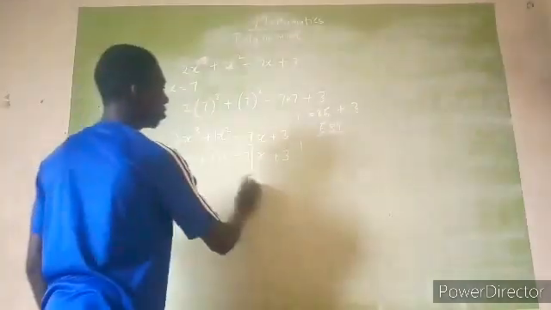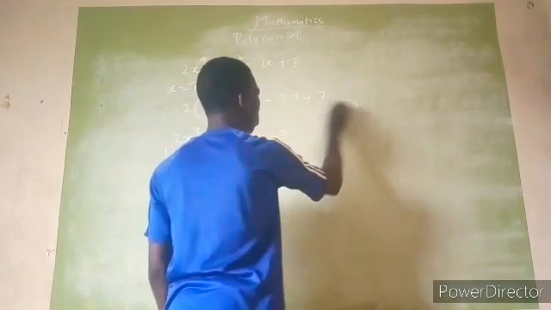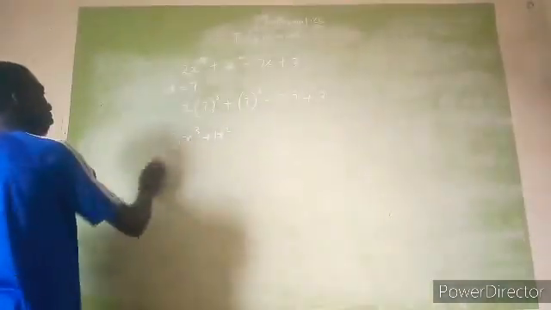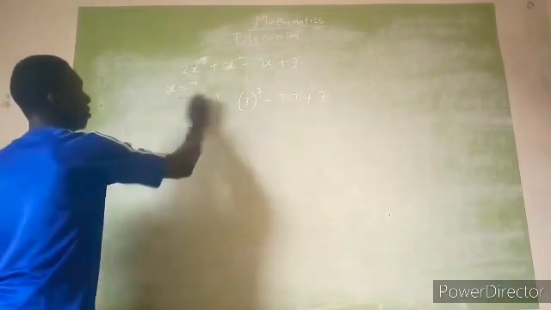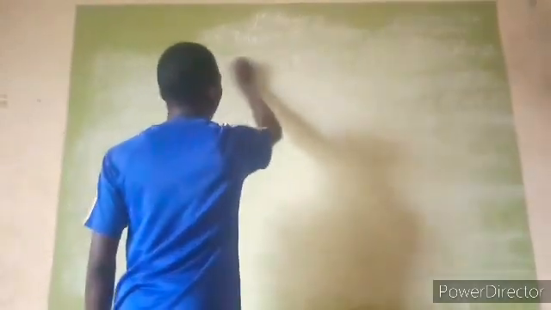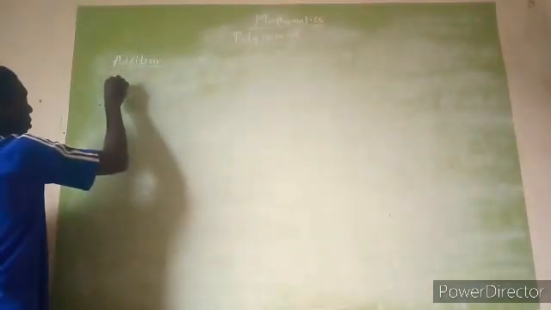Now we have addition of polynomials, subtraction of polynomials, multiplication of polynomials, and division of polynomials. Now let's start with addition. Addition of polynomials.